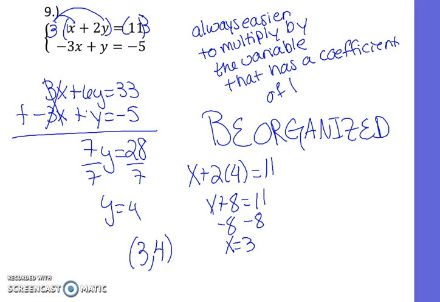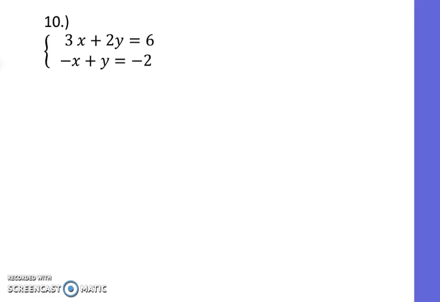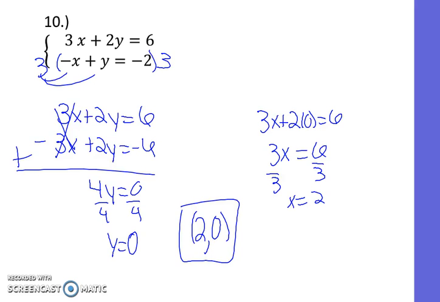Okay, number 10, I want you to try on your own. So you should have multiplied both sides by positive 3 on the second one, because then you would have opposite x's. So then what I did is you got 0 for y. It's okay to get 0 for an answer. And then you substituted in and got 2, 0.